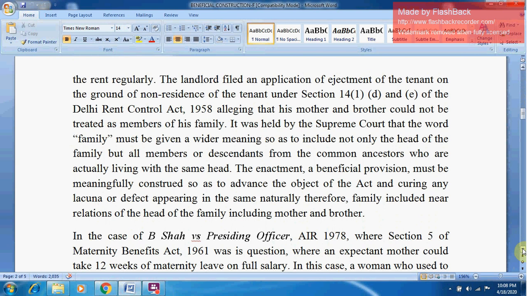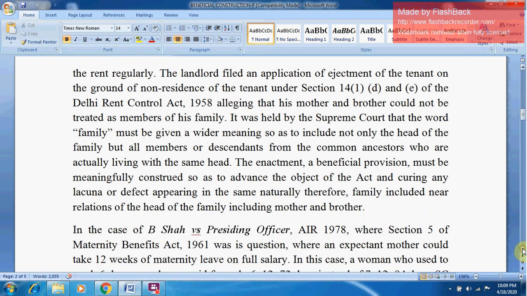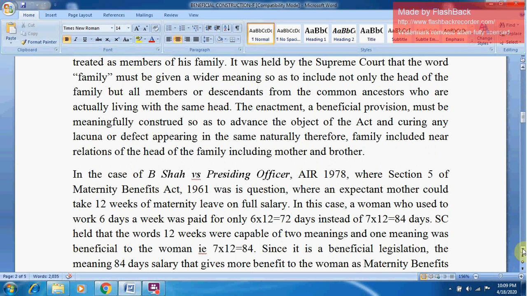It was held by the Supreme Court that the word family must be given a wider meaning so as to include not only the head of the family but all members or descendants from the common ancestors who are actually living with the same head or depending on the same head. The enactment, a beneficial provision, must be meaningfully construed so as to advance the object of the act, curing any lacunae or defect appearing in it. Naturally, therefore, family includes near relations of the head of the family, including mother and brother. So a liberal, broader interpretation is made in this case law.